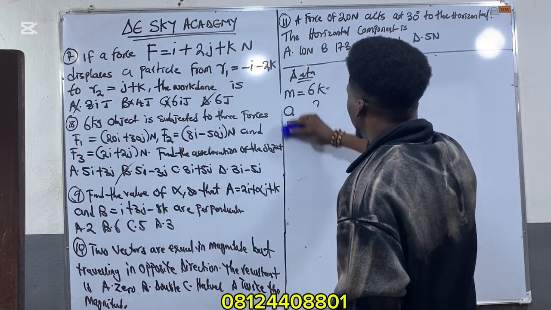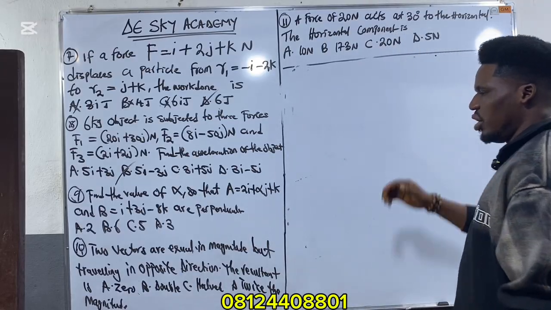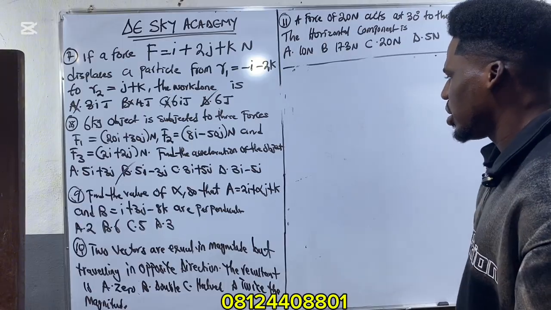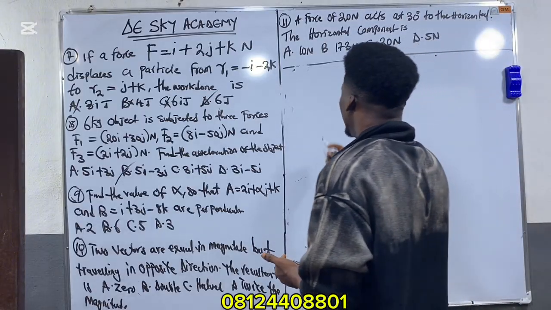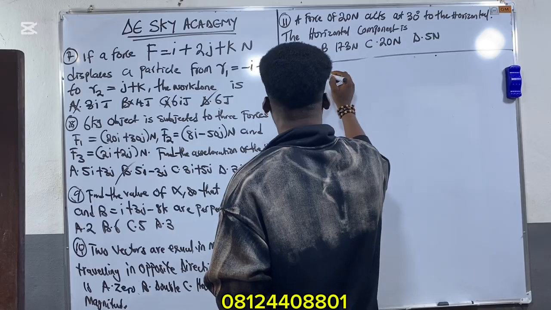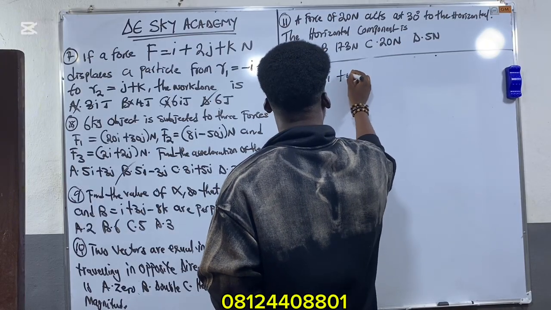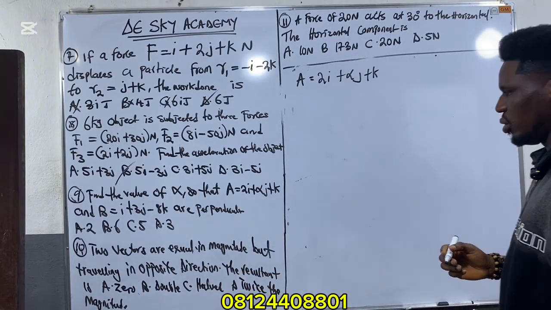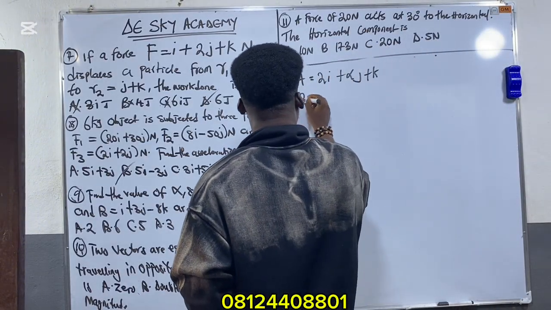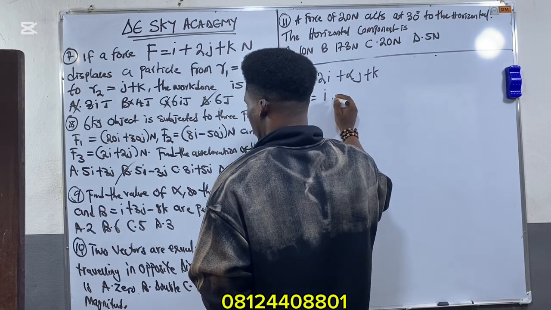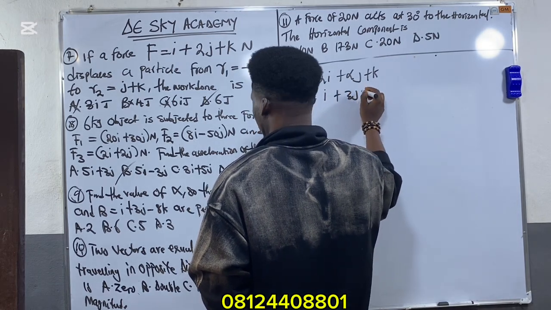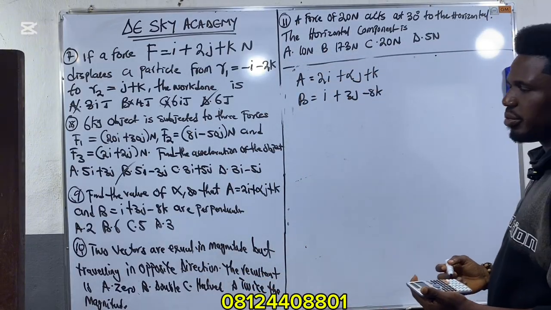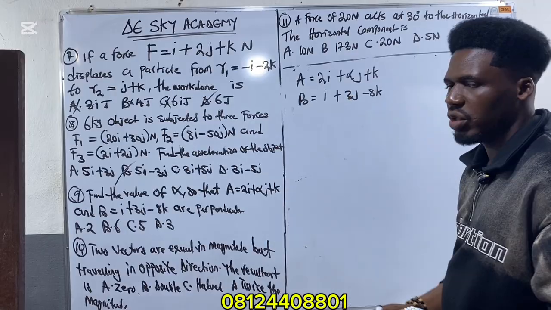Question number 9. Find the value of alpha such that A is equal to 2i plus alpha j plus k, and B is equal to i plus 3j minus 8k, are perpendicular. So they say they are perpendicular, so we should find the value of alpha.